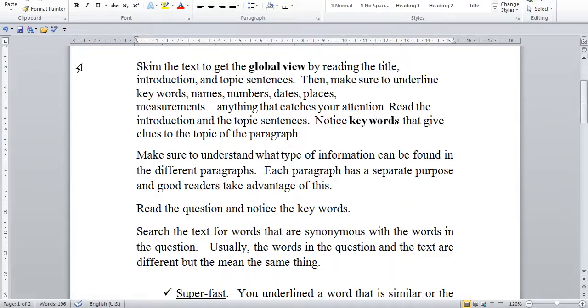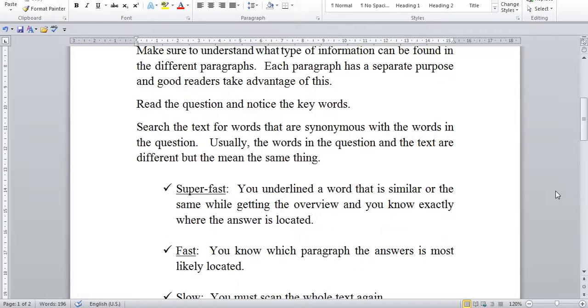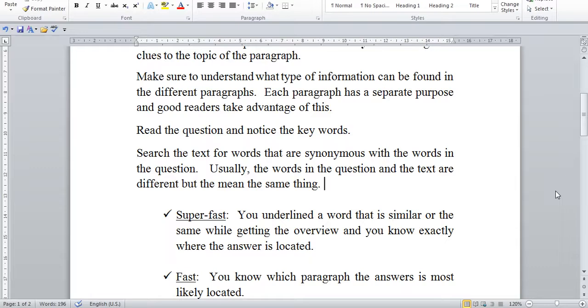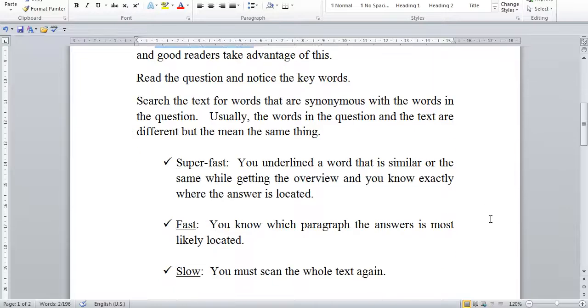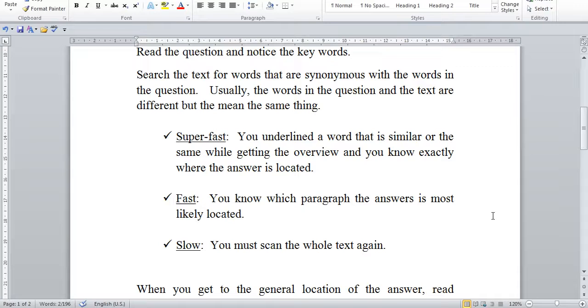Okay? The idea is to skim the text and get the global view by reading the title, introduction, topic sentences, underline keywords, names, places, measurements, anything that catches your attention or seems important. Notice keywords give you clues to the topic of the paragraph. Make sure to understand what type of information can be found in the paragraphs. This is critical. They are different paragraphs, and you need to know how they are different. Just generally speaking, read questions and notice keywords. Search the text for words that are basically the same.